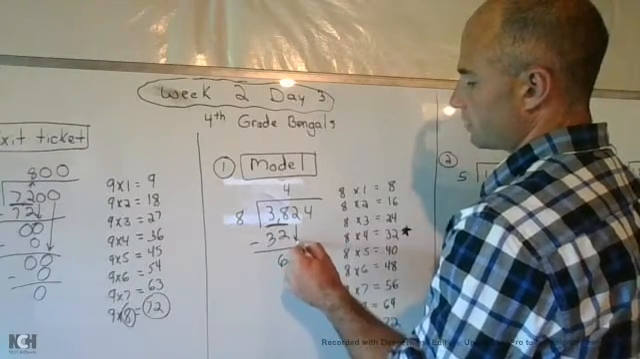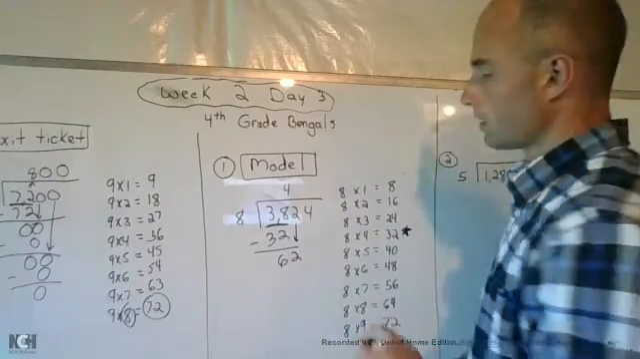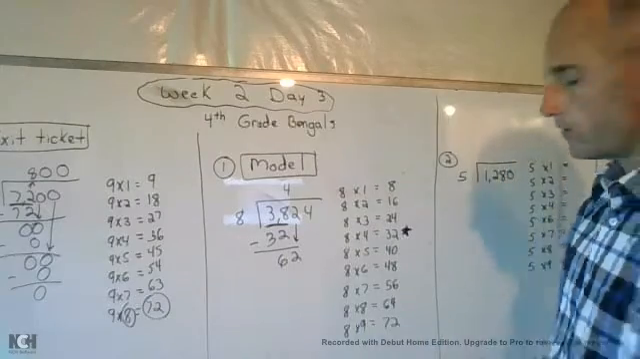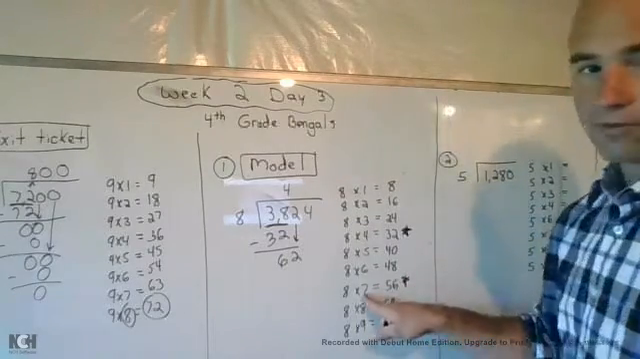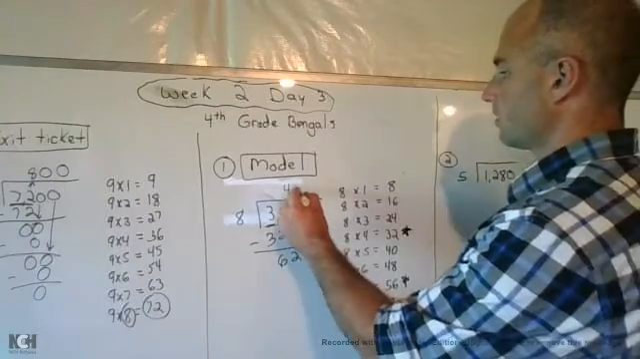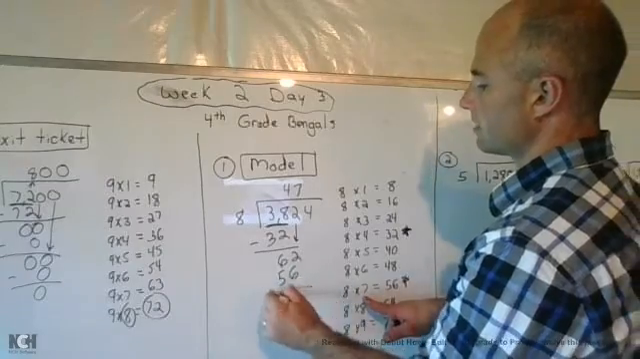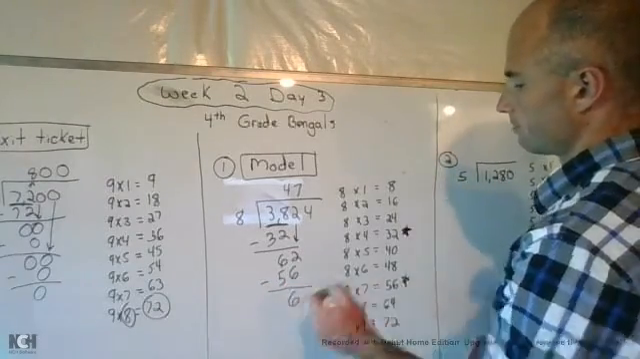Now I'm going to bring down the 2 from the tens place. That is the tens place, correct? How many 8s go into 62? Well, what's the closest without going over? 56. There's 7 of them that go in. 7 times 8 equals that 56. I subtract. I get 6.